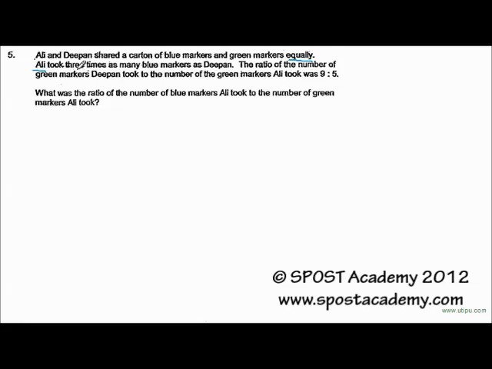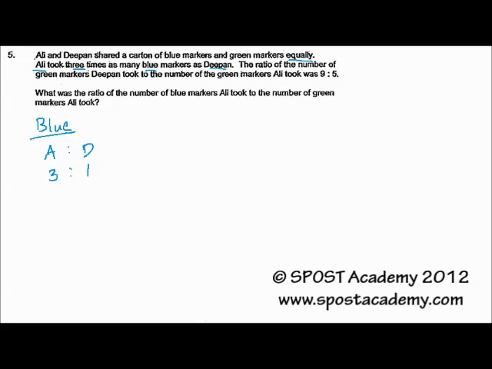Ali took 3 times as many blue markers as Dipan. So in terms of the blue markers, Ali is to Dipan. Ali has 3 times as much as Dipan. So Dipan will have 1 unit.